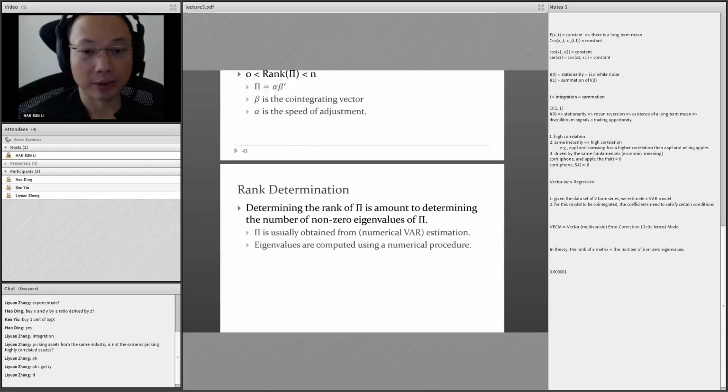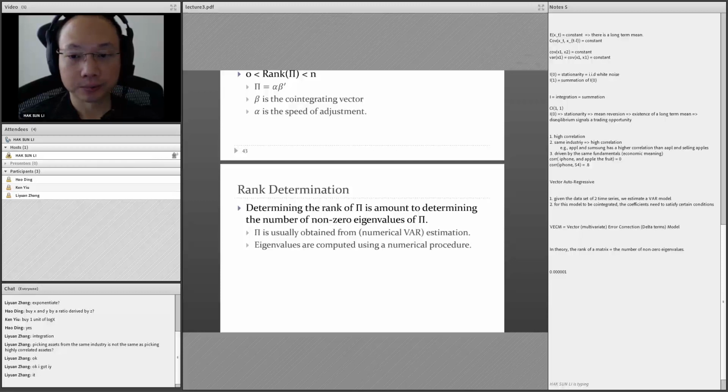Now this is very important because ultimately we want to determine the number of non-zero eigenvalues, right? And that in turn determines the rank of pi. So in general, we do not know how small is zero. Okay, in general we do not know.